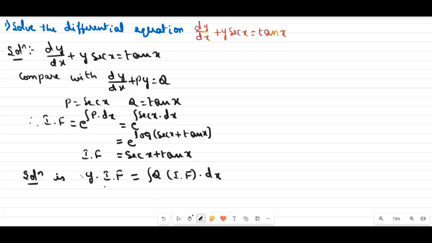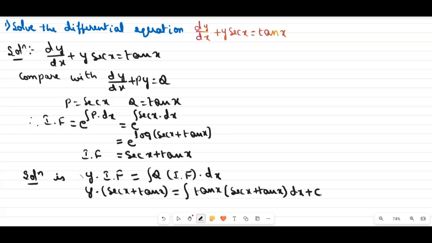Just substitute Q as well as the integrating factor. Keep this y as it is. The integrating factor, secant x plus tan x, is equal to the integral of Q, which is tan x, into the integrating factor, secant x plus tan x, into dx plus c. Even here I should write plus c. Now let me integrate the right hand side by multiplying tan x inside the bracket: integral of secant x tan x plus tan square x into dx plus c.